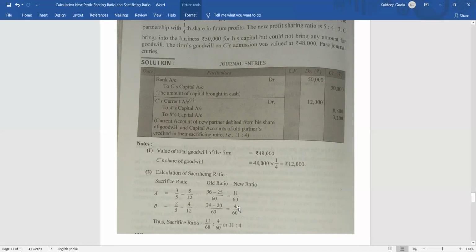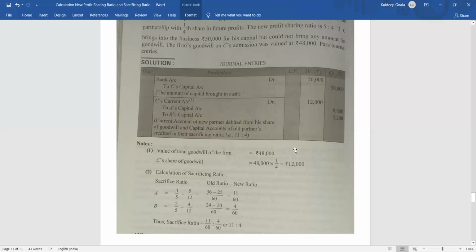From the current account. Since C is not able to bring it, her current account will be debited. It is a type of money that has been kept as a loss for her. She will have to pay to the sacrificing partner, right? So that is why C's current account is debited 12,000 to A's capital account. How much? It will be 11/15 of 12,000, because 11:4 is the sacrificing ratio.